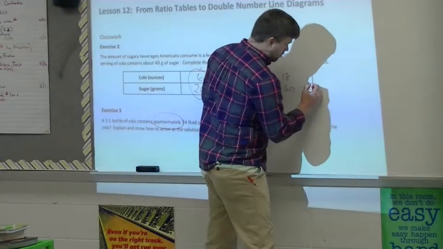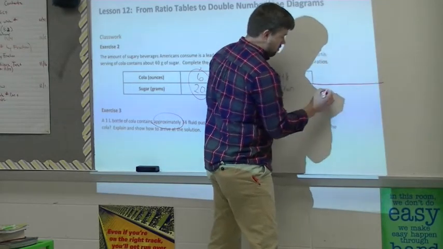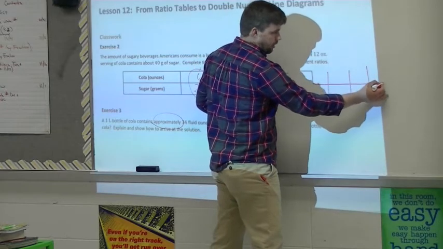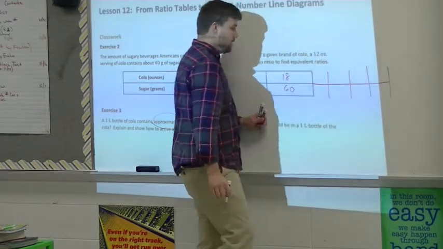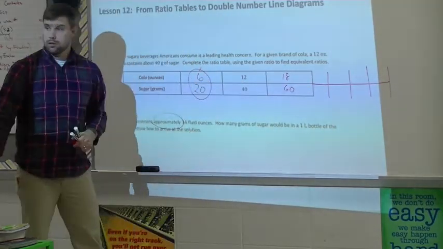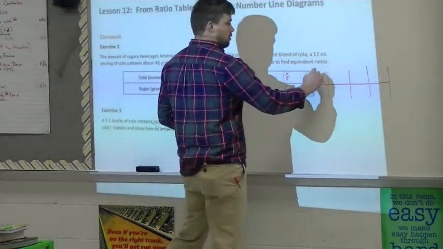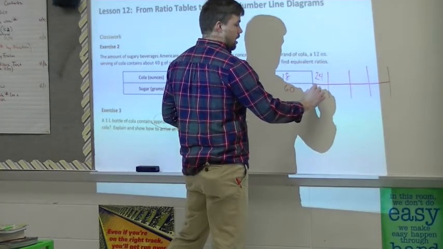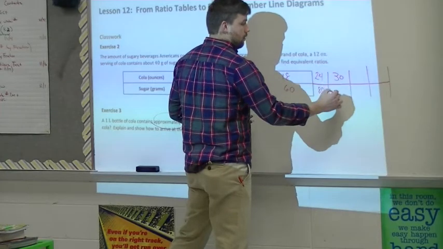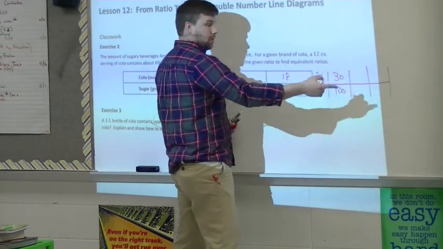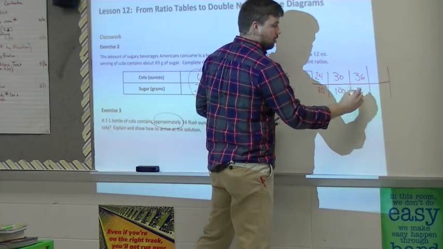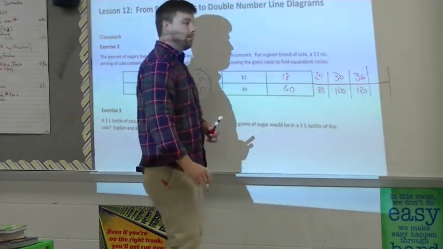Remember, I'm not an artist. I need Alex to draw 3 boxes. Okay? What is my next ratio in my table? 24 over 80? Then what's the next one? 30 over. And then what's the next one? 100 and. Do I need to go any further?